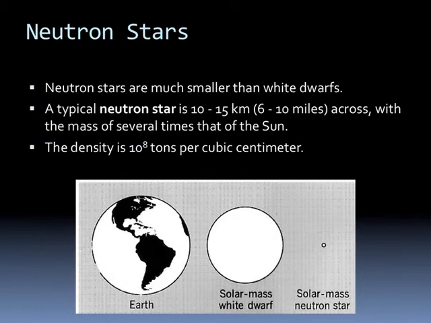Neutron stars are much smaller than white dwarfs. A typical neutron star is about 6 to 10 miles across, with a mass of several times that of the Sun. The density of a neutron star is 10 to the 8th tons per cubic centimeter.